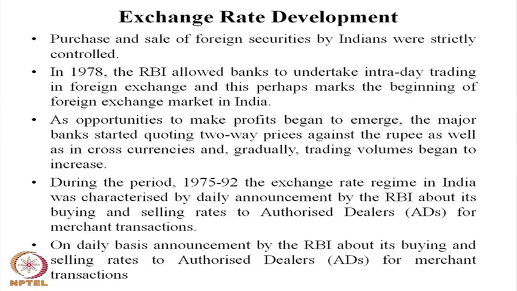The RBI liberalized the policy as an opportunity for banks to make profit, because intraday movement gives some profit to banks. As an opportunity to make profit, a few major banks started trading in foreign currency. They gave two-way quotations against the rupee as well as cross currency, and gradually the trading value began to increase and some profit arose from intraday trading.